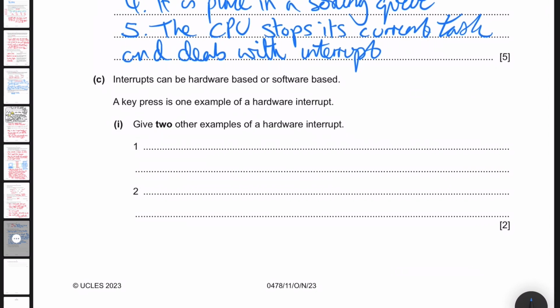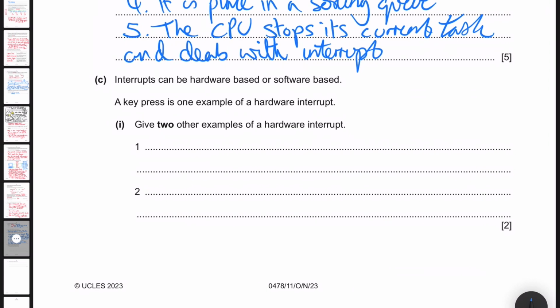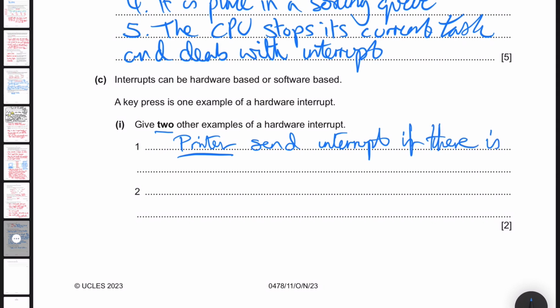Okay, now for 2 marks, interrupts can be hardware-based or software-based. A key press is one example of a hardware interrupt. Give 2 other examples of a hardware interrupt. It's basically anytime something happens. A good example is a printer. Printer sends interrupt if there is problem, e.g. out of paper or paper jam.